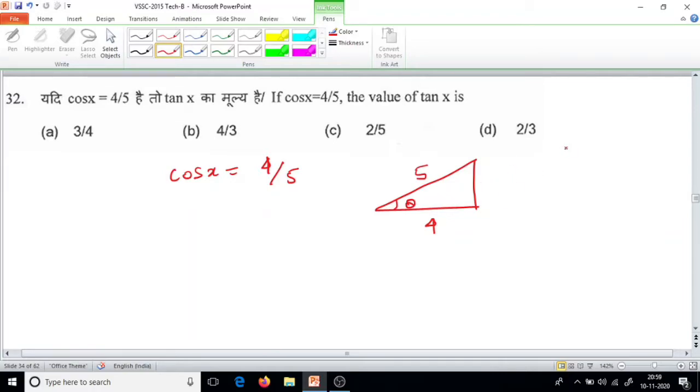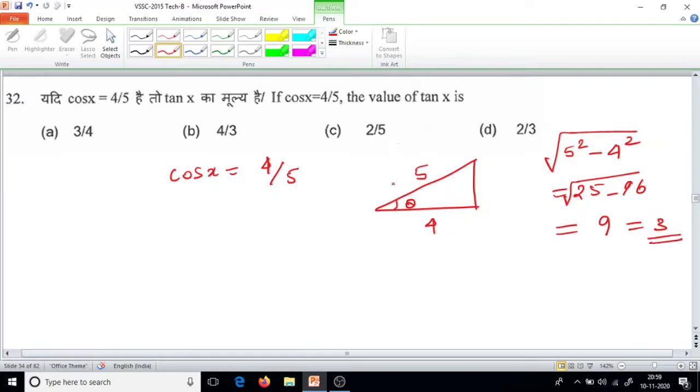That will be the square root of 5 square minus 4 square. So we get the square root of 25 minus 16, which equals the square root of 9. So it is 3. Here it is 3.